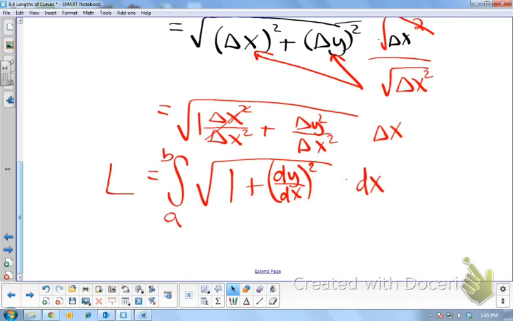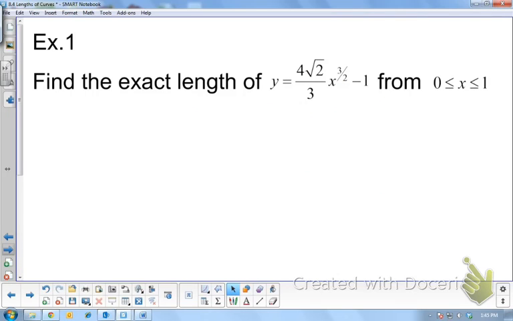So once we have this formula, it's all about plug and chug. I mean, length of a curve isn't really that hard, it's just about knowing the formula. So find the exact length of y equals 4 square root of 2 over 3, x to the 3 halves, minus 1, from 0 to 1.